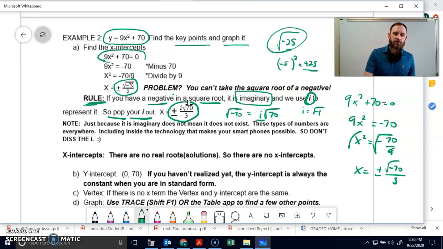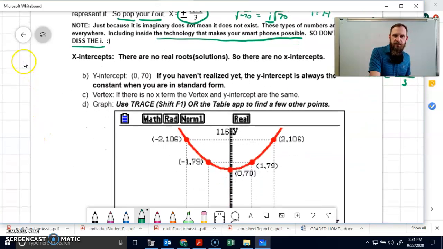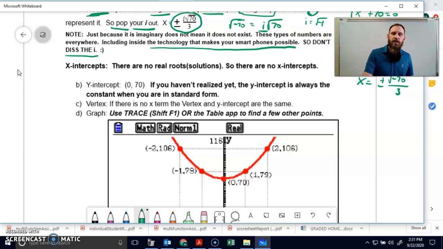By the way, just because it's imaginary doesn't mean it doesn't exist. These types of numbers are everywhere, including the technology that makes your smartphones possible, so don't diss the i. It's important in life. It's just you've never come across something like this before. I don't even know if I'm going to finish the rest of this really in detail. This is the same as example 1.